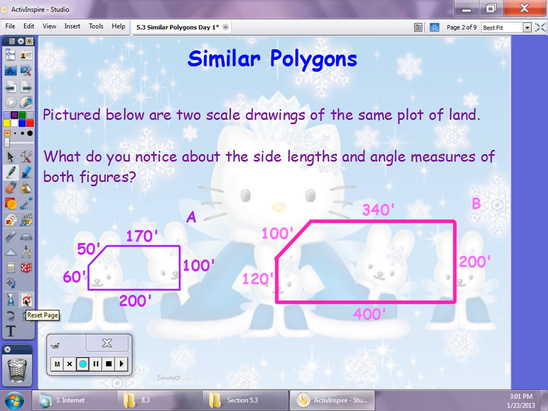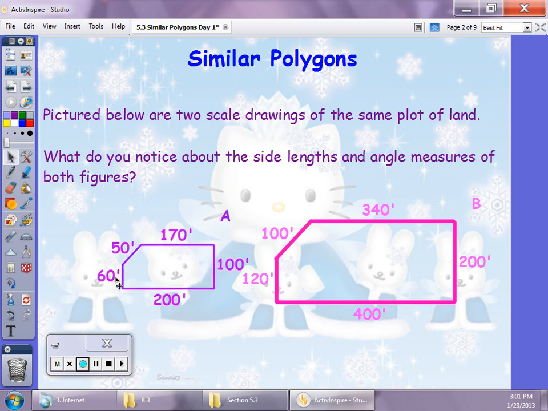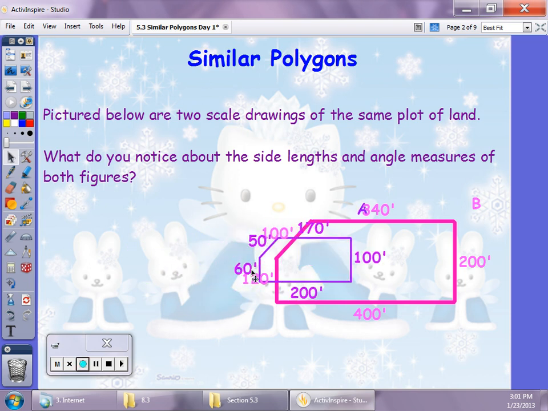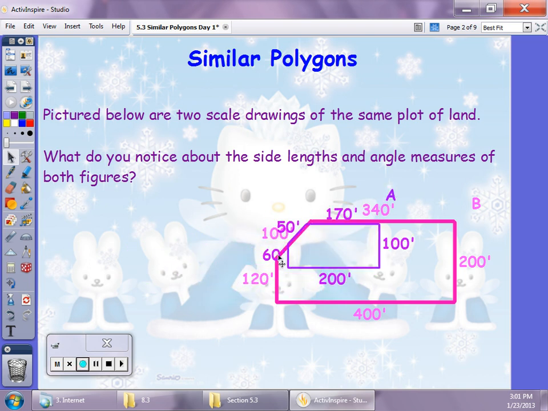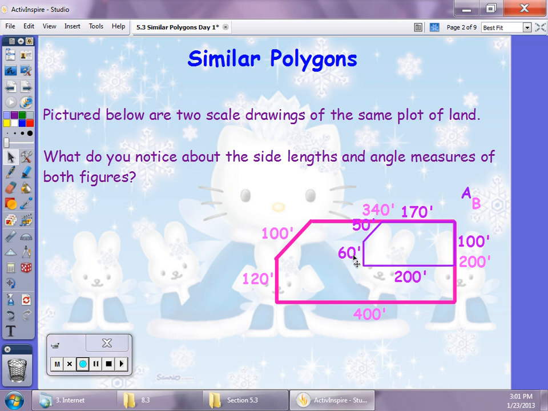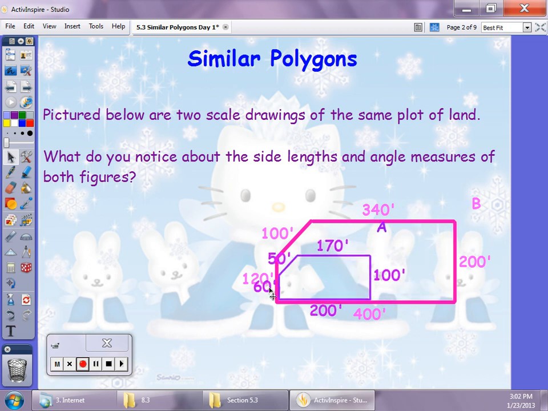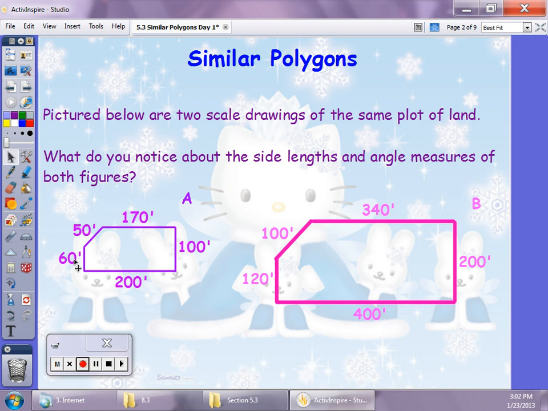The second thing I want to look at are the angles. If you were to take the smaller drawing and line it up to the corresponding angles of the larger drawing, you're going to notice that the angles are congruent for all corresponding angles. So the second thing we know about similar polygons is that corresponding angles are congruent.